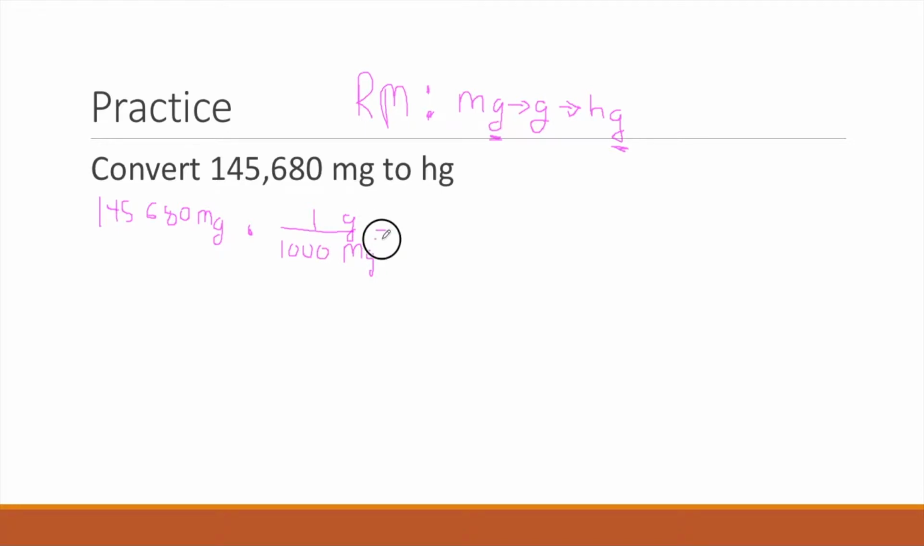When I take 145,680 times 1, I get 145,680. Then I'm going to take that number and divide by 1,000. And when I do that, I get 145.680. And in this case, if I check my units, milligrams canceled out, and I am left with grams.